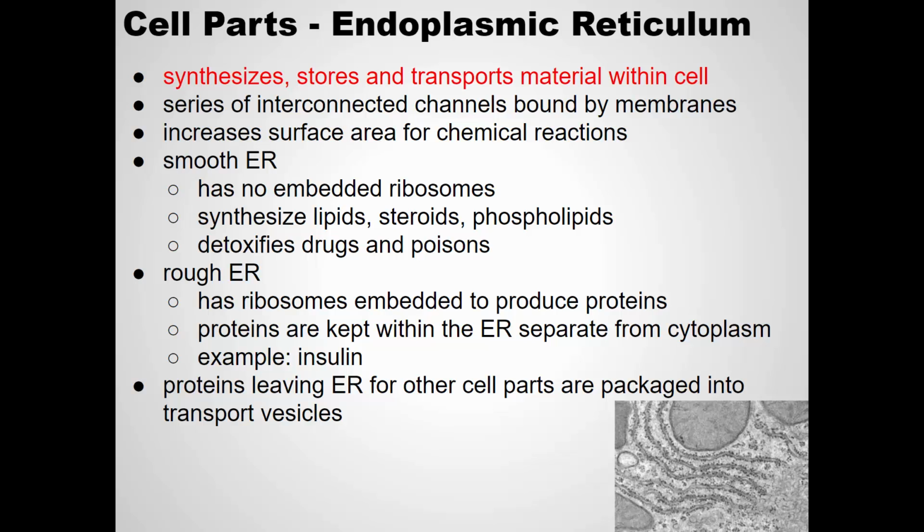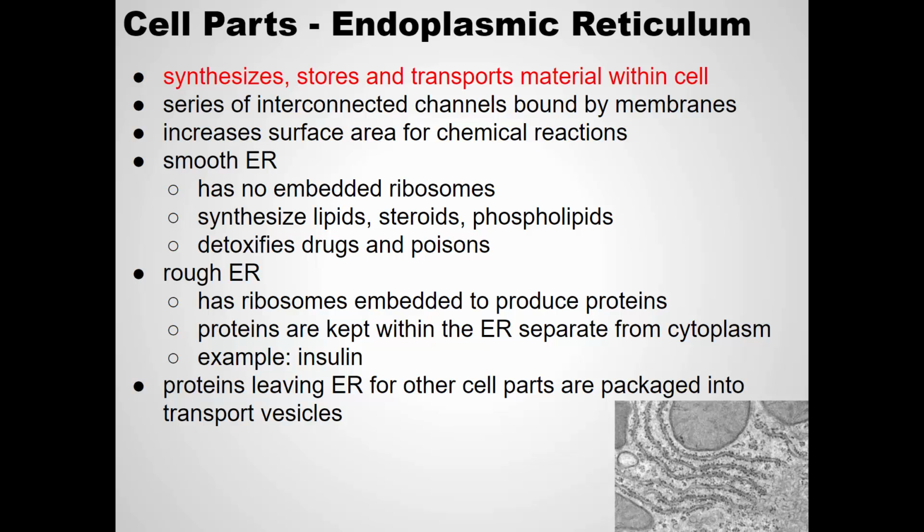There's two types of ER. They're called the smooth ER and the rough ER. The smooth ER is ER that doesn't have ribosomes attached to it. And so therefore, the smooth ER doesn't help in the production of proteins because it doesn't have those ribosomes.